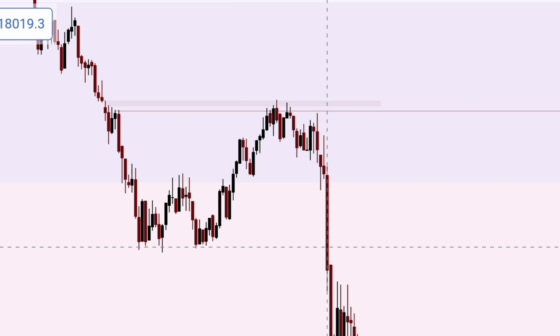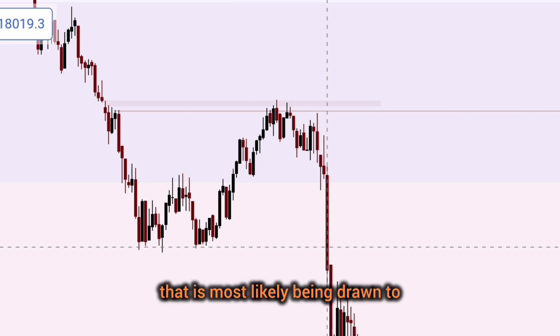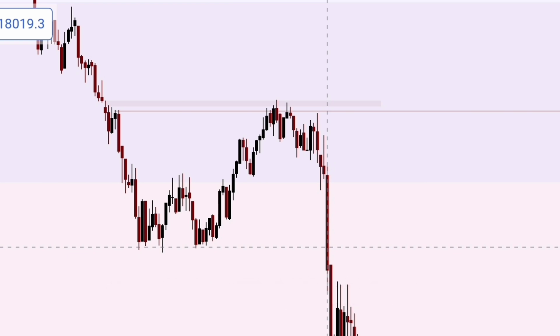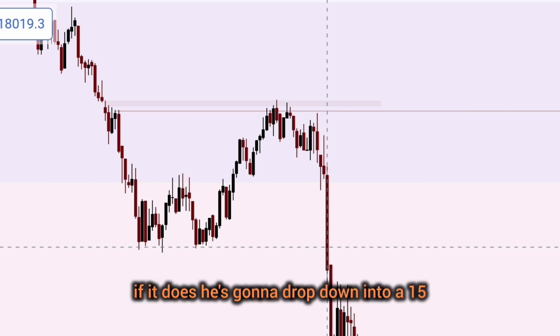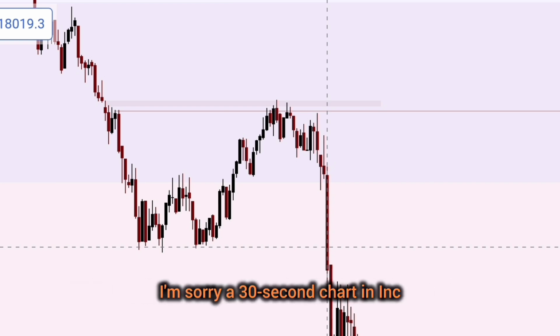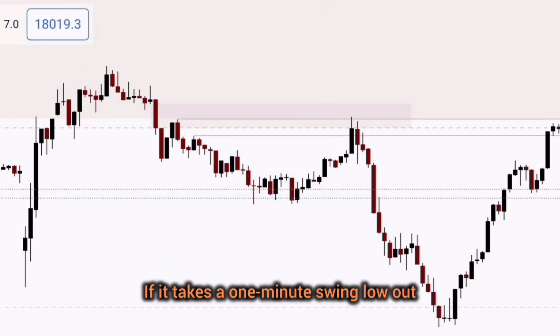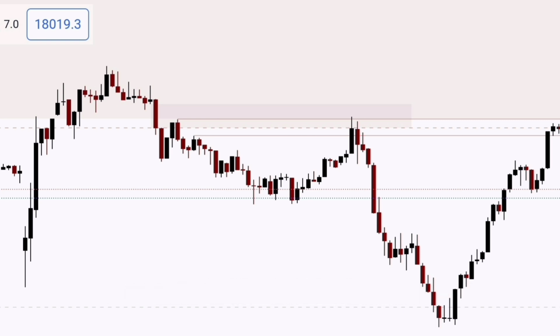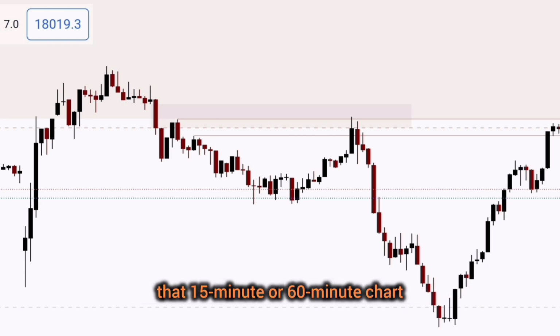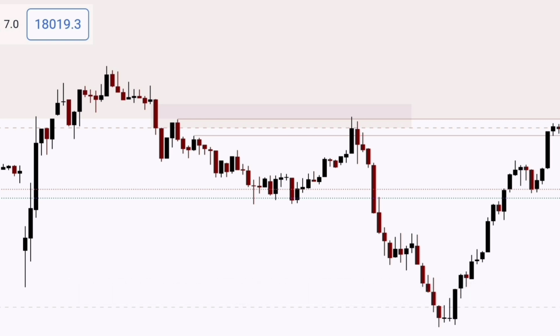Or if we look at the hourly chart, that higher low that is most likely being drawn to, does it offer at least 15 handles? If it does, he's going to drop down into a 30-second chart and aim for that 15 or 60-minute high or low, whatever it is in terms of the draw that he's looking for. If it takes a 1-minute swing low out or a 5-minute swing low out and you're bullish and you're thinking for that 15-minute or 60-minute chart, folks, I'm teaching the model in case you're not paying attention.